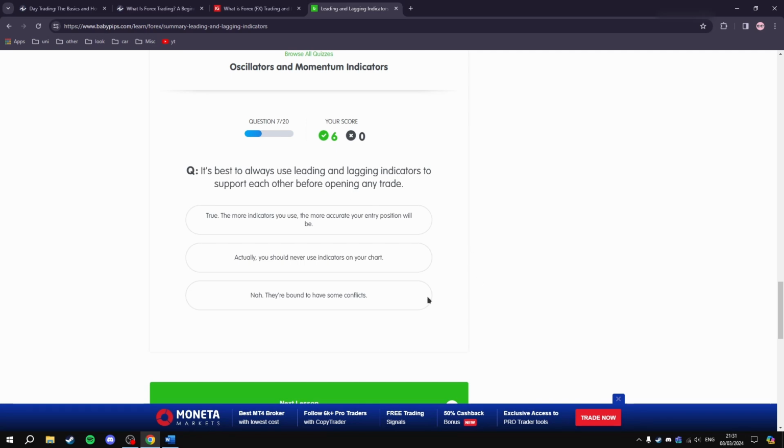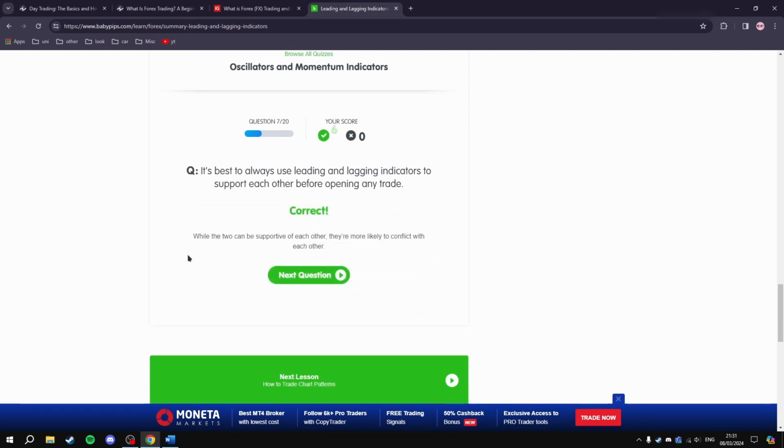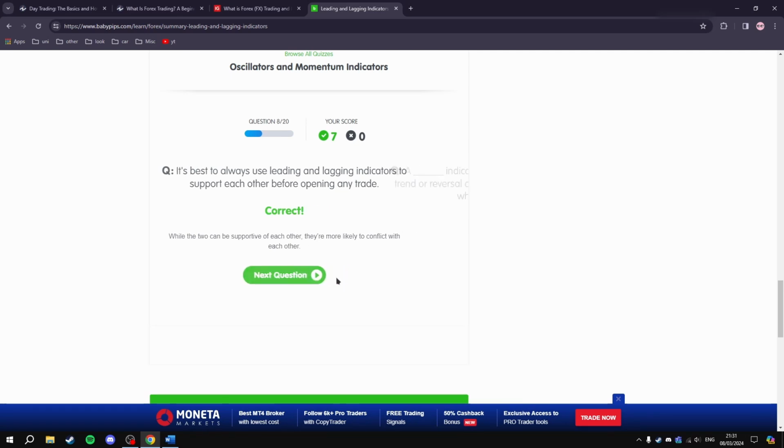Now they're bound to have some conflicts. Whilst the two can be supportive of each other, they're more likely to conflict with each other.